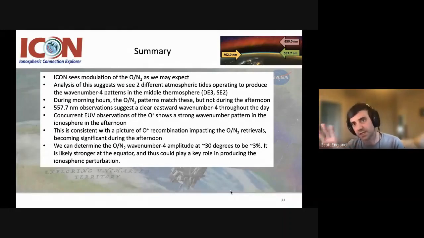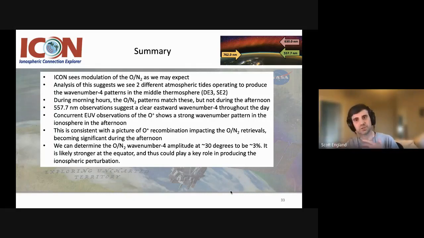The picture gets complicated in the afternoon, and we'll need to do more to pull apart these signals. The green line brightness variations really say nothing has changed in the afternoon, except those O+ ions coming in and complicating things.